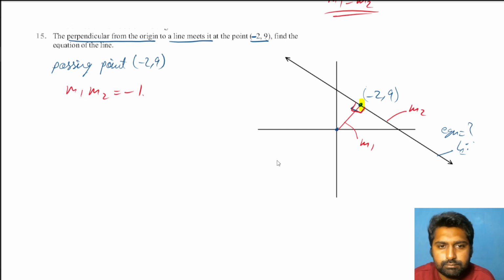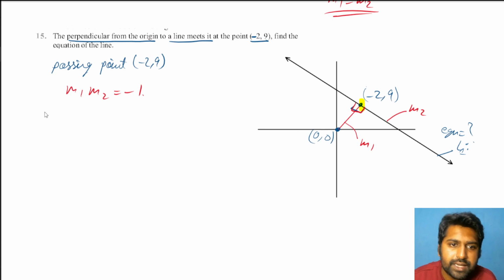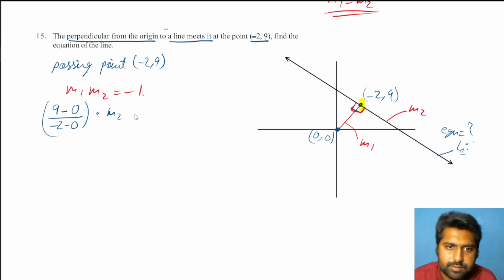Can we really calculate m1? Think. Yes, we can, because this is origin, so 0 comma 0. So 2 points are there on this line, minus 2 comma 9 and 0 0. So we can calculate m1. Let's calculate 9 minus 0 upon minus 2 minus 0. That's your m1. m2 we don't know, and that's how we are going to calculate it. So minus 9 by 2 m2 is equal to minus 1. Negative negative cancels. m2 equal to 2 by 9.